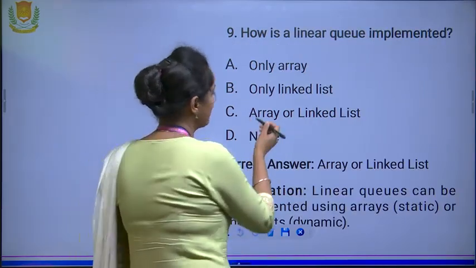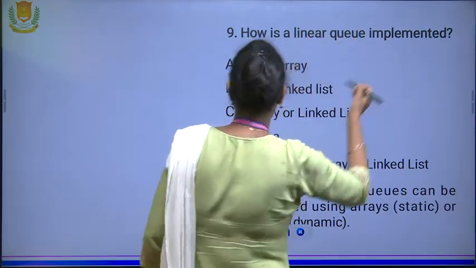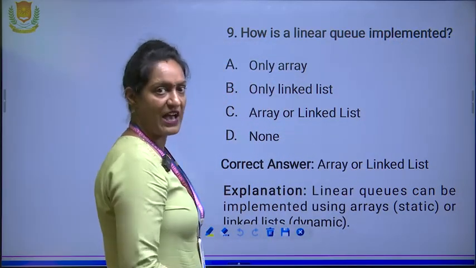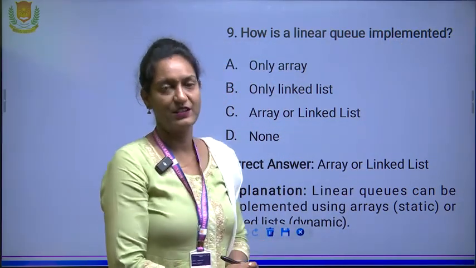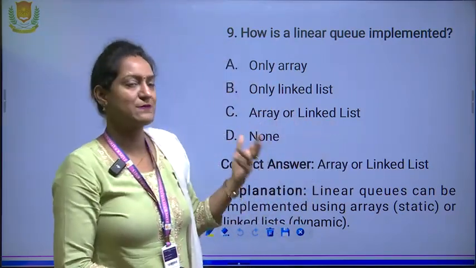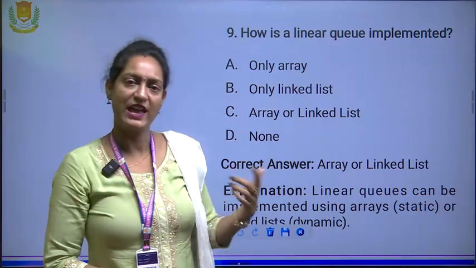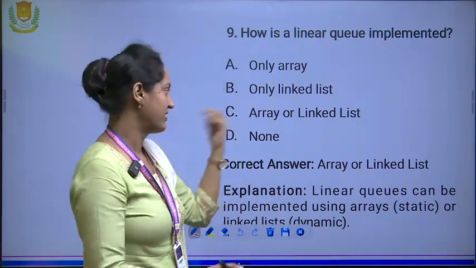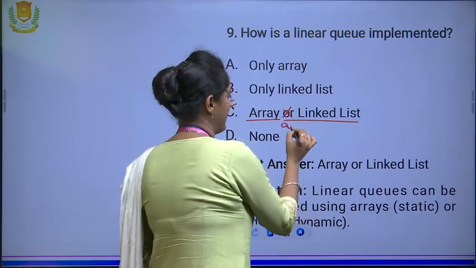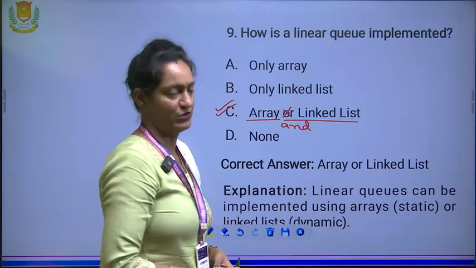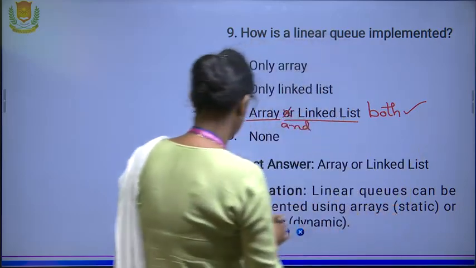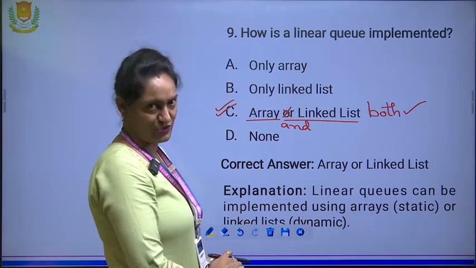Option C, that means we can implement linear queue. We can implement linear queue via arrays as well as linked list, right? If you saw the previous videos, there I explained queue implementation via array as well as linked list. So the correct answer of this question is array and linked list both. So C is the correct option of this question.